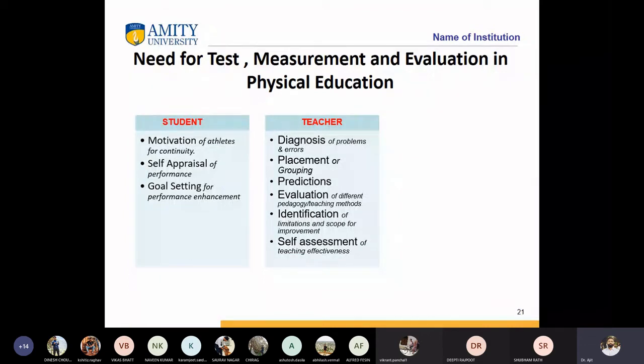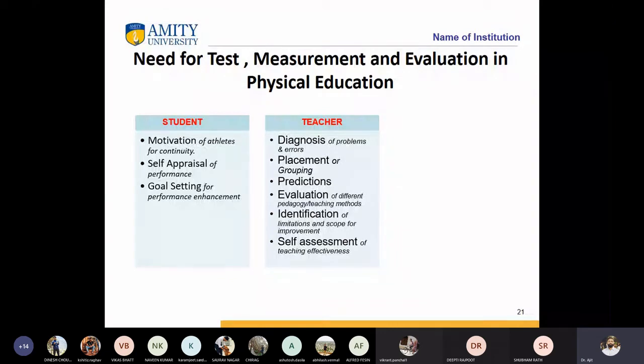So there are a lot of problems which can be diagnosed with the help of testing. Any coach or professional working in this field should always go for regular feedback. This feedback system or regular testing is not only for the motivation, self appraisal or goal setting of the student, it is also equally important for the teacher.